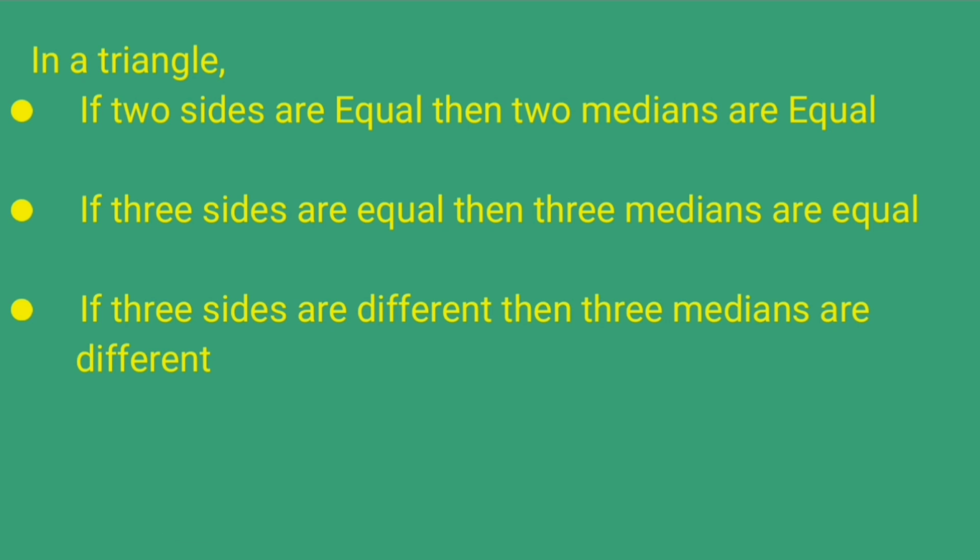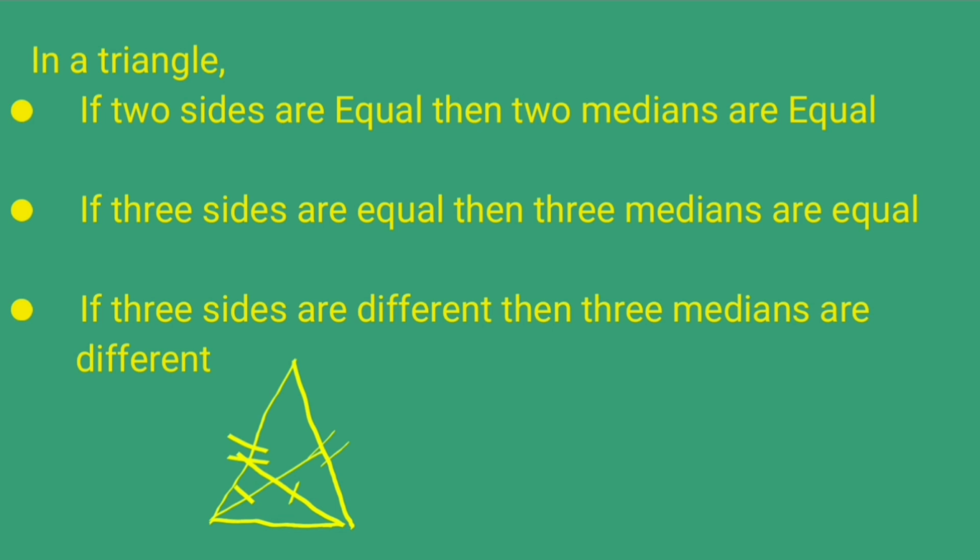Now here are the 3 statements. The first statement is, in a triangle, if 2 sides are equal, then 2 medians are equal. Now here is the triangle. Suppose these 2 sides are equal. This side is equals to this side. Then this median is equals to this median. Both medians have equal length. When 2 sides are equal, then 2 medians are also equal.